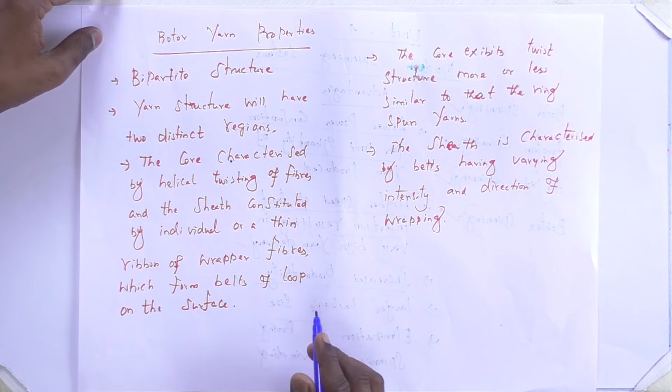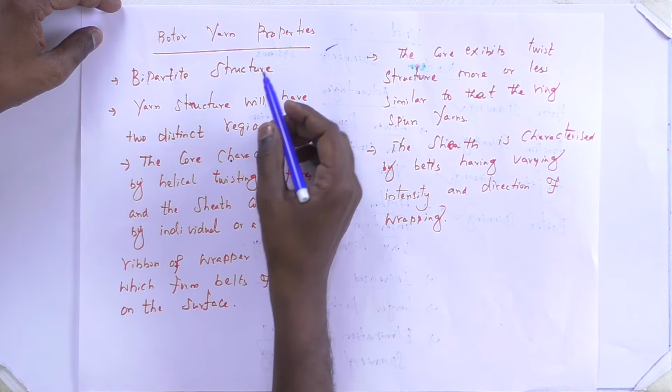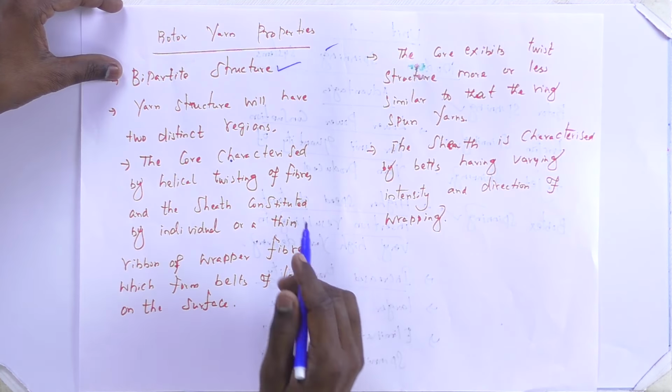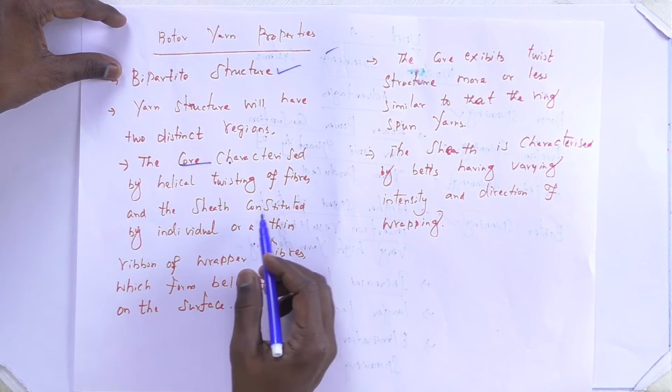So what are the properties of rotor yarn? The structure is a bipartite structure which consists of two distinct regions. The first one is a core, the second one is wrapper fibers. The central portion of the yarn is called the core yarn, which is a twisted strand. The high speed of the rotor rotates the fiber and the twist is inserted. The core yarn has twist inside. The surface fibers or wrapper fibers are wrapped towards the axis of the yarn.